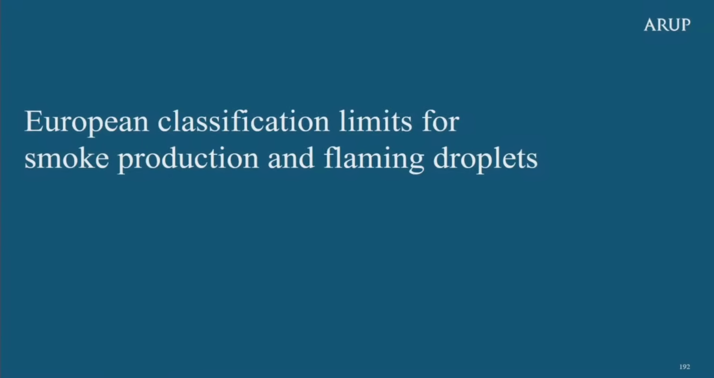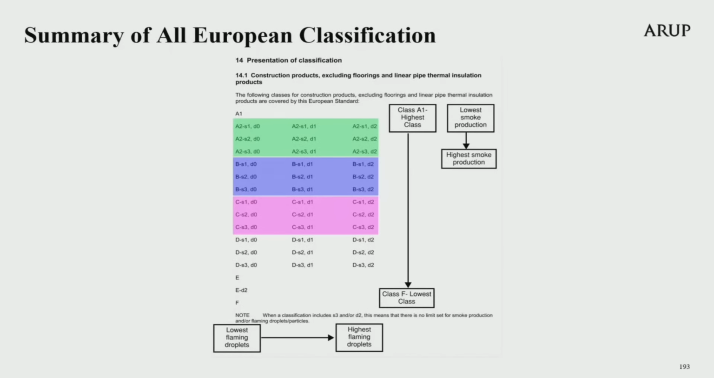Now I need to talk again about little s and little d. The image on the screen now is taken from section 14 of the classification standard. It lists all the possible combinations of European classification as I have just presented, and it shows the sliding scale from A1 down to F. But each of these is further subdivided based on the volume of smoke production and flaming droplets production.